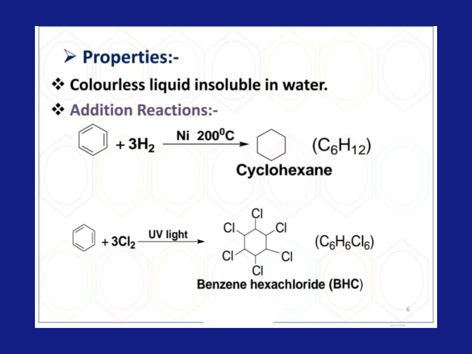Properties of benzene: we know it is a colorless liquid, insoluble in water. In the addition reaction, when benzene is added to hydrogen in the presence of nickel at 200 degrees Celsius, we get cyclohexane, whose molecular formula is C6H12. Another way: when benzene is added to chlorine in the presence of UV light, we get benzene hexachloride, BHC, whose molecular formula is C6H6Cl6. Here we find in the benzene structure, at the 6 positions 1, 2, 3, 4, 5, 6, there is chlorine attached.